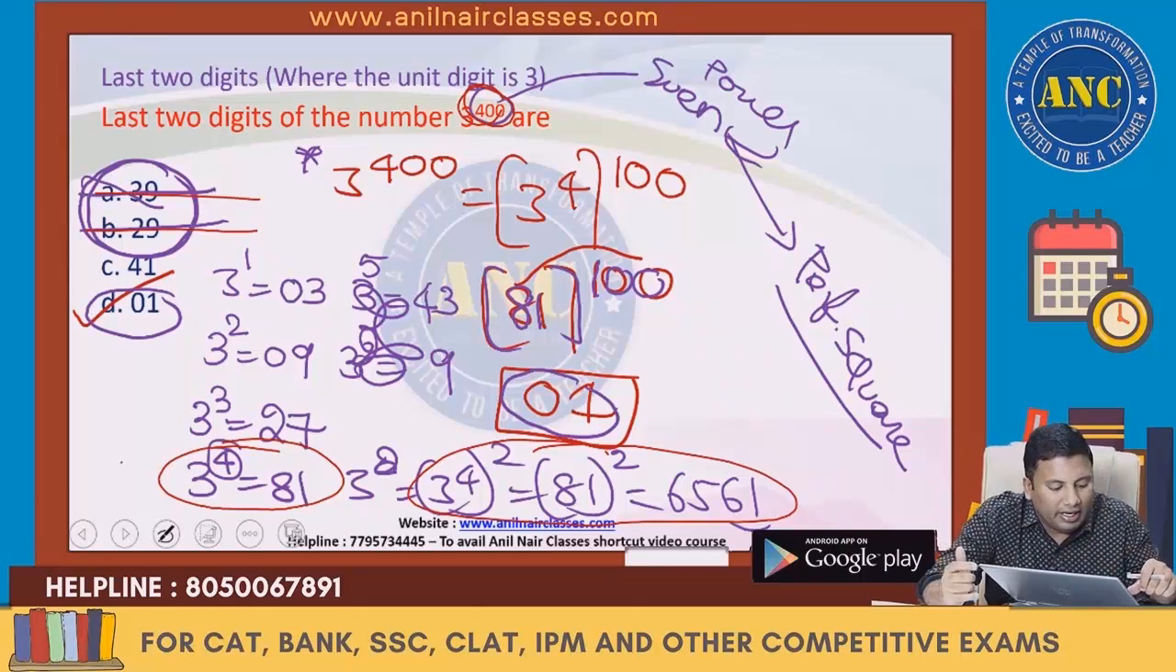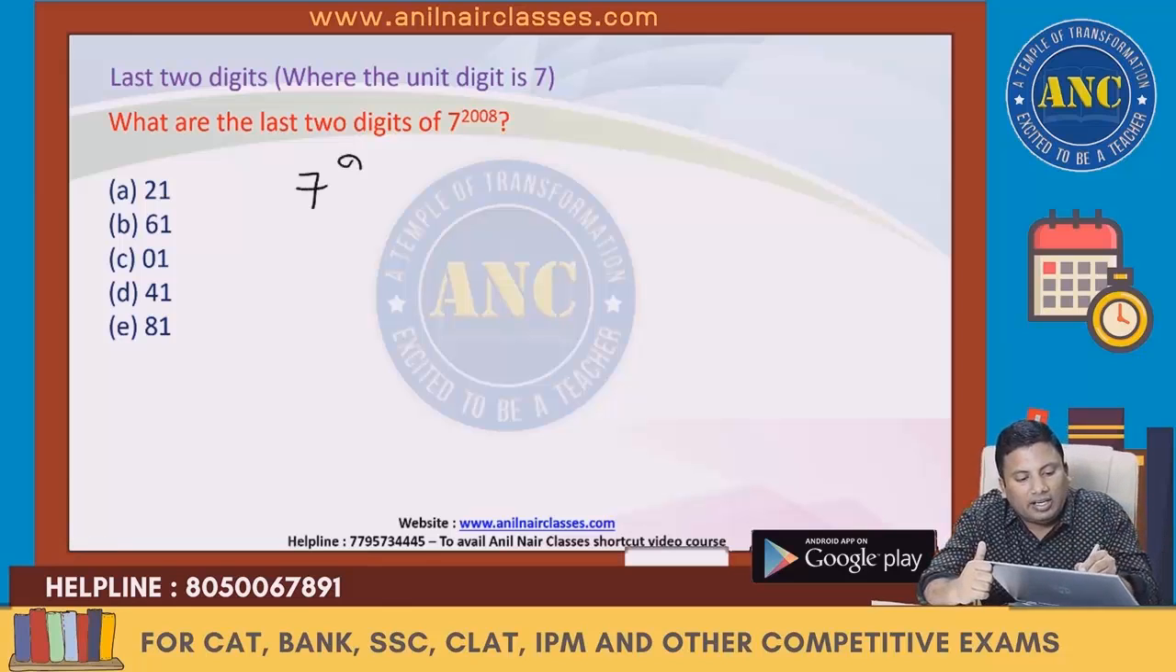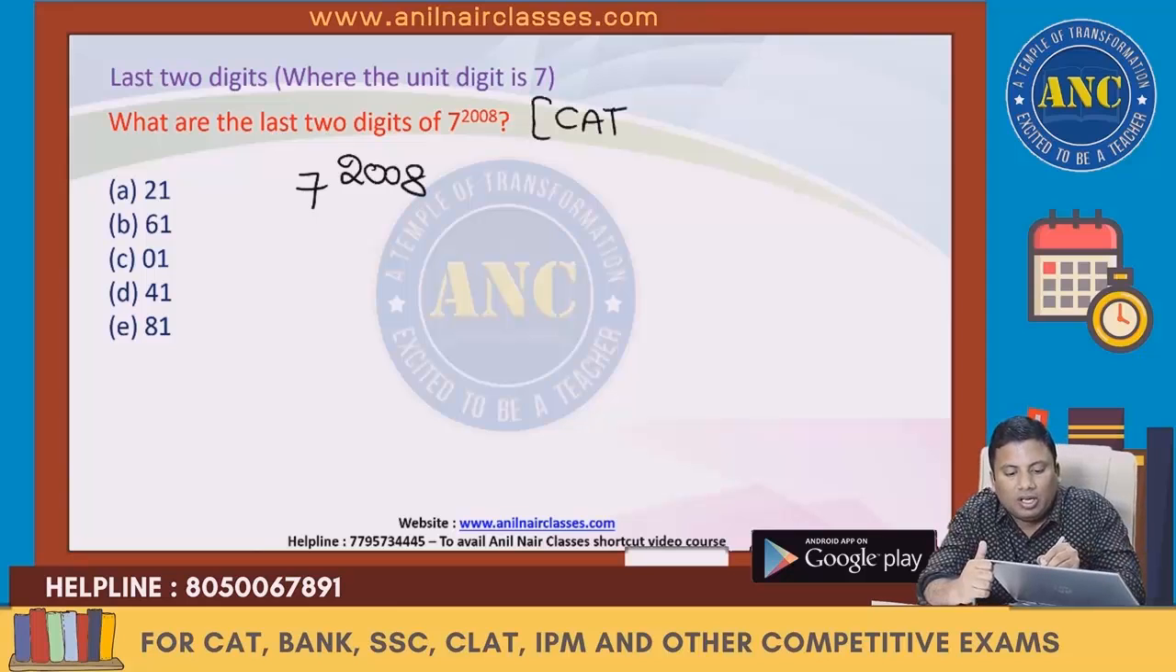29 is eliminated. I hope it is clear. Next one. Find the last two digits of 7 power 2008. This is an original CAT question, for your information.